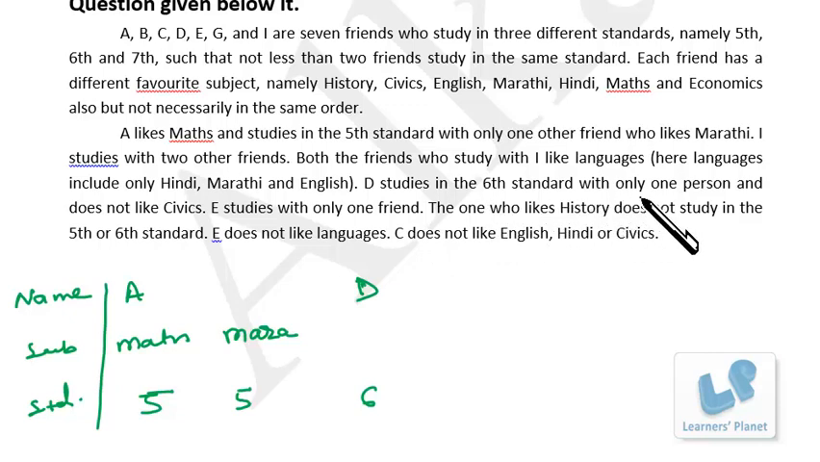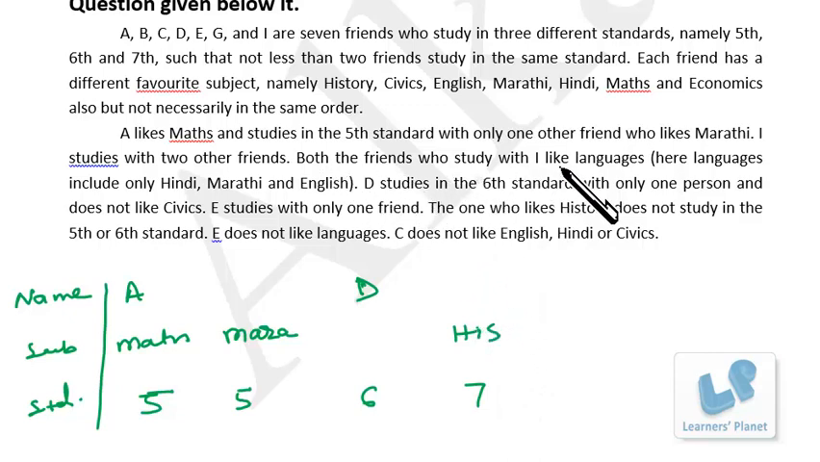D studies in the standard 6 with only 1 person and does not like civics. E studies with only 1 friend. Okay, so E may be in grade 5 or grade 6. The one who likes history does not study in 5th or 6th standard. That means history should be in 7th standard. E does not like languages. C does not like English, Hindi or civics. Now there is just one more person in grade 6, and then this person should be in grade 7, and there should be two more persons, right?